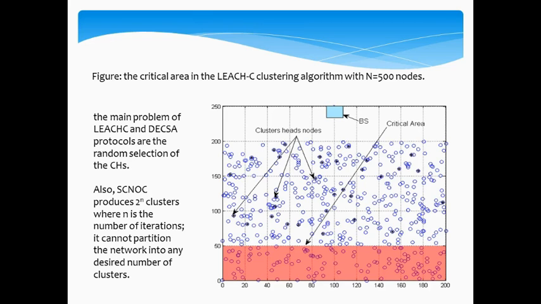Also, the SCNOC algorithm produces 2 to the power n clusters, where n is the number of iterations. It cannot partition the network into any desired number of clusters. These are the disadvantages of the existing LEACH-C, DECSA, and SCNOC algorithms.